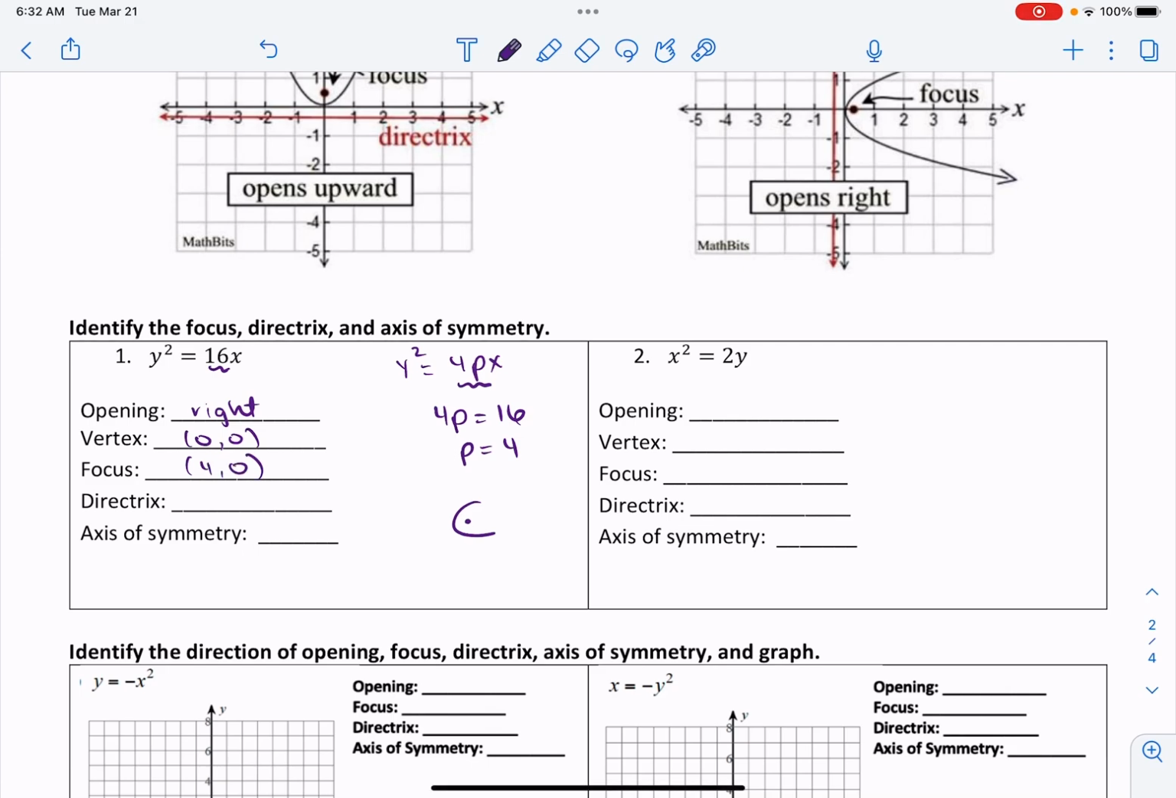The directrix, remember, it has to be parallel to that focus there. So it's going to be a vertical line. So it's going to be x is equal to the opposite of p, which is -4.